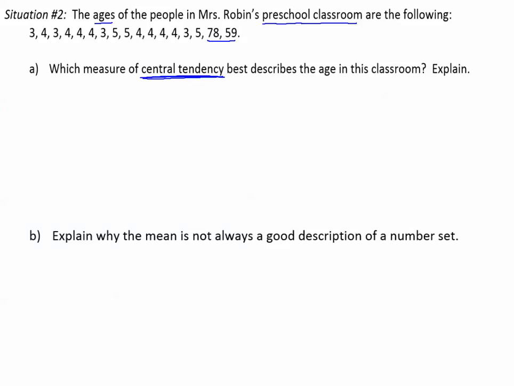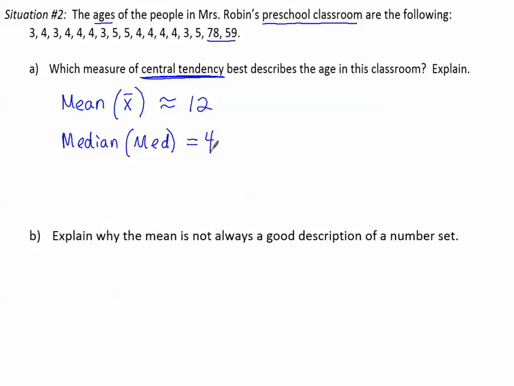So after we enter this and we use our calculator to figure it out, we see that the mean, or x bar, as it's shown in the calculator, is approximately 12 if we round to the nearest whole number. The median, or MED, as it's shown in the calculator, is exactly 4, and the mode is also 4. Notice how most of the preschool students have the age of 4.